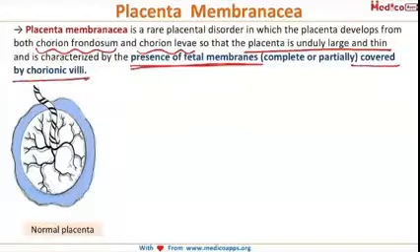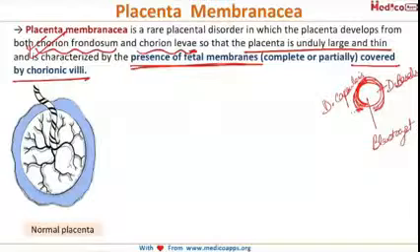Now, what do we mean by this? Normally, the fetal part of the placenta develops from the chorion frondosum, which is towards the decidua basalis, and the chorion laeve, which is towards the decidua capsularis, becomes smooth. But if the placenta develops from this side also, then it is called placenta membranacea, and this results in the placenta being unduly large. You can see there is a large placenta and it will become very thin, and it is characterized by the presence of fetal membranes covered by the chorionic villi.